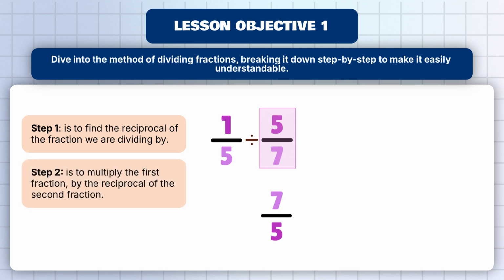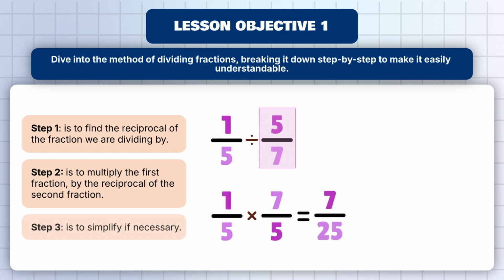Step 2 is to multiply the first fraction, 1/5, by the reciprocal of the second fraction. So we want the product 1/5 times 7/5. Recall from our previous lesson that we multiply the numerators and multiply the denominators. This gives us 1 times 7, which gives us 7, and 5 times 5, which gives us 25.